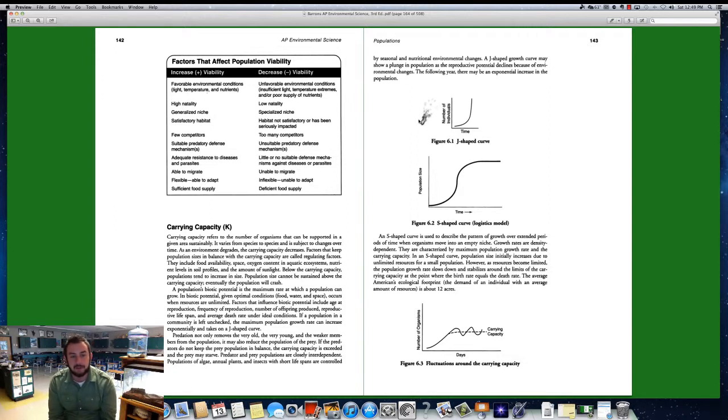Another topic is called biotic potential. It's in that second paragraph there. Biotic potential is the maximum rate at which a population can grow, given optimum conditions. It means the best, everything's perfect for them, suited for them to survive.